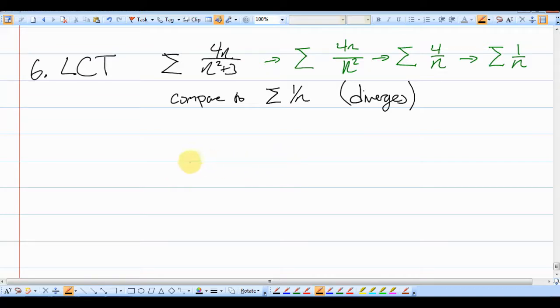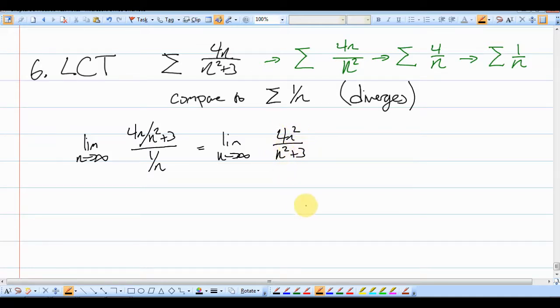All right, so let's do our comparison test, LCT. We're going to take a limit as n approaches infinity of 4n over n squared plus 3 divided by 1 over n. That's going to get me the limit as n approaches infinity of 4n squared over n squared plus 3. Okay. Now there are 3 ways of showing that this limit is actually equal to 4.